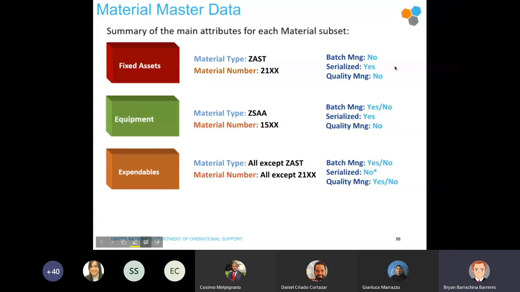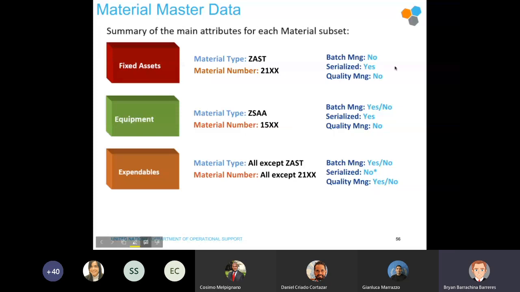Our materials in our master data are broken down into 3: equipment, fixed assets, and expendables. Okay, so remember, fixed assets, equipment, and expendables are all materials. Okay, fixed assets are equipment, but not all equipment are fixed assets. All right, just a few things to keep in mind. And a bit more of the breakdown.